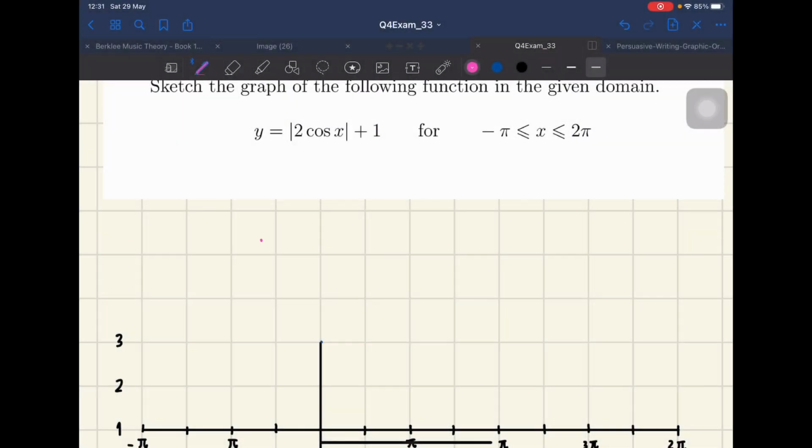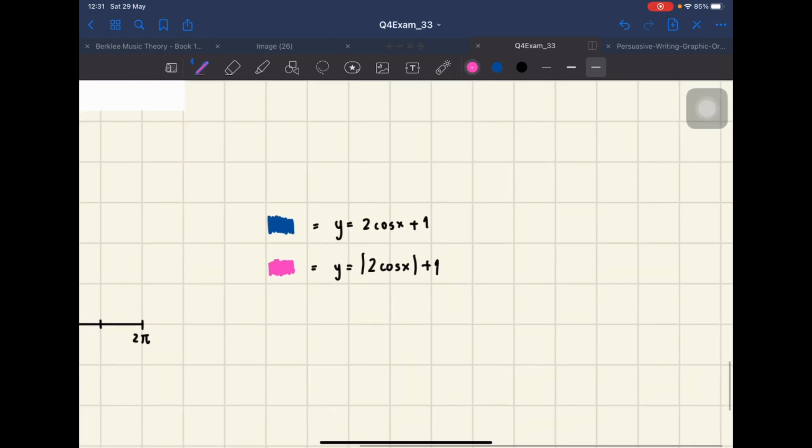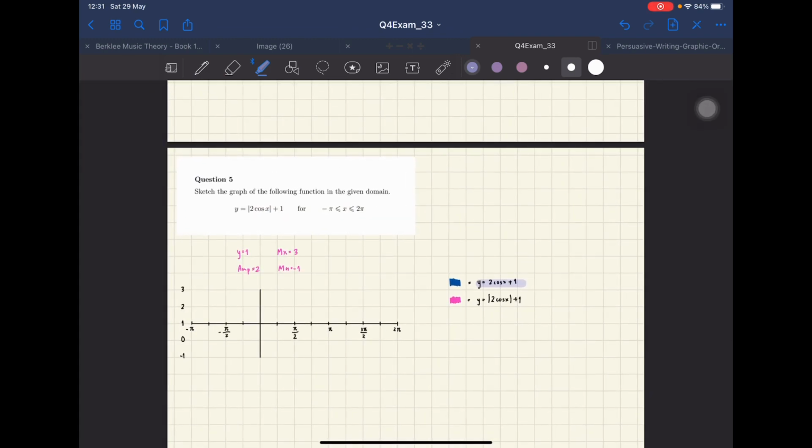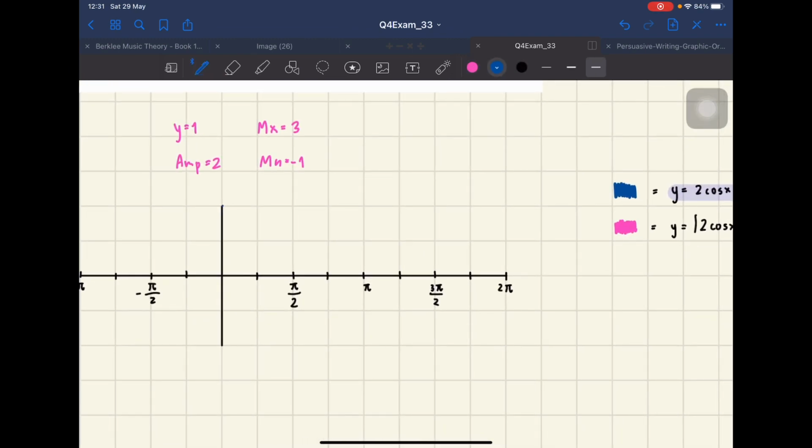Okay, firstly I'm going to find the x values, which is 1, amplitude is 2, and the maximum is going to be 3, then the minimum is going to be -1. So this one I'm going to graph 2 of it. Firstly, the blue one is going to be the one without the absolute value, so firstly I'm going to graph it.